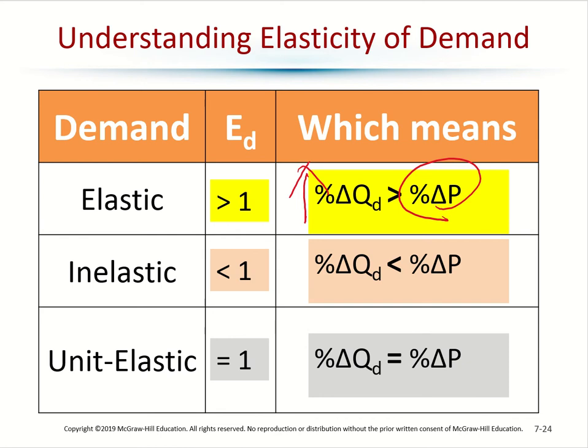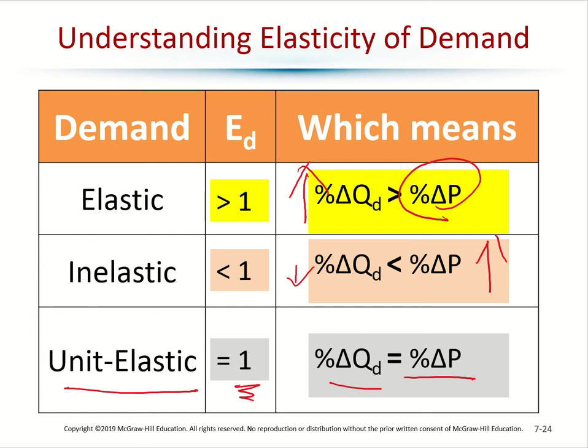That means consumers don't care about price change that much. So when price changes by a lot, our quantity changes only by a little bit. So that's an inelastic demand. And then if your elasticity is equal to 1, where the quantity change is equal to the price change, that's called unit elastic.